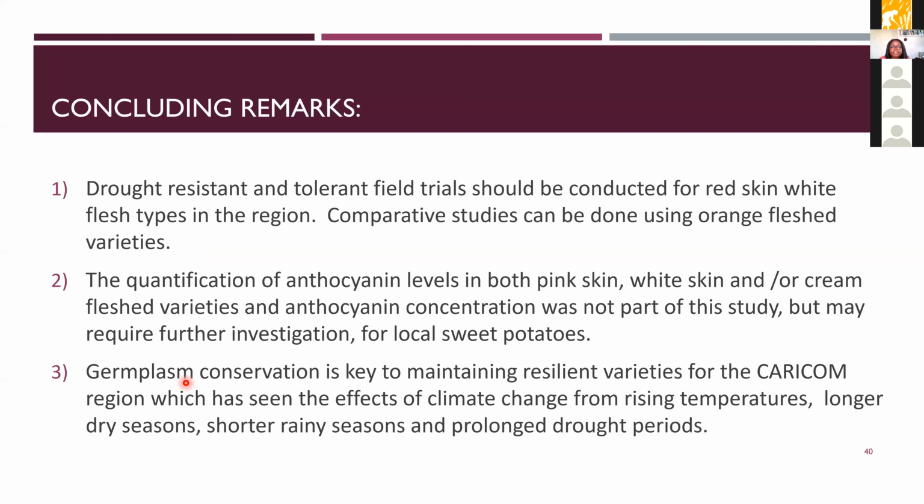A key point of this study was that it showed us that germplasm conservation is important to maintaining resilient varieties for our region. It also tells us that even though we have different names for these things and we have different morphologies, how we describe them, it's still important to keep those varieties, to maintain them in our germplasm banks, because based on the ravages of climate change in our region, we need to keep these to maintain a good gene pool to produce sweet potatoes for the future.